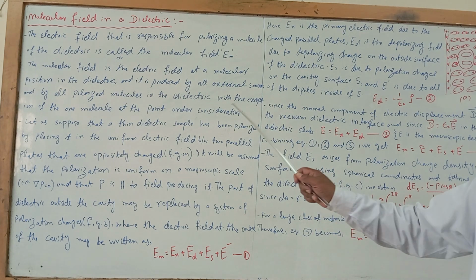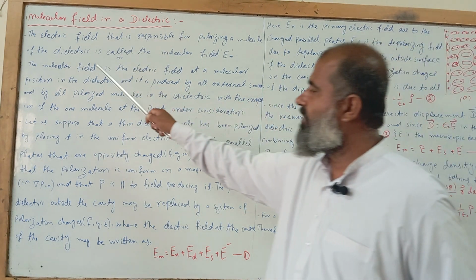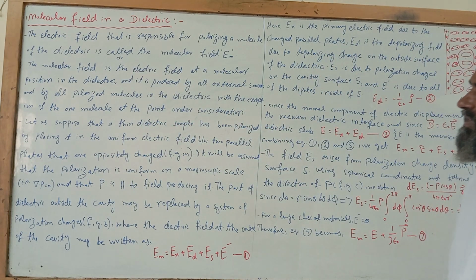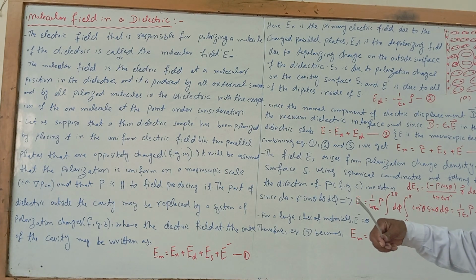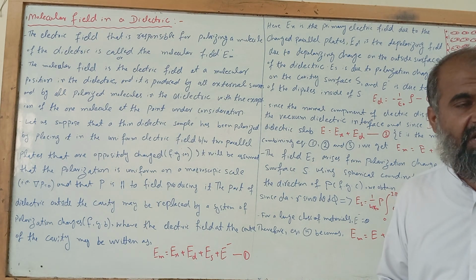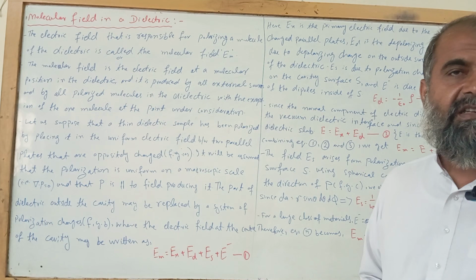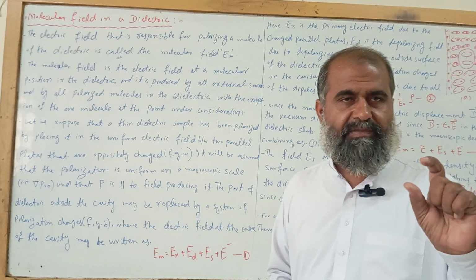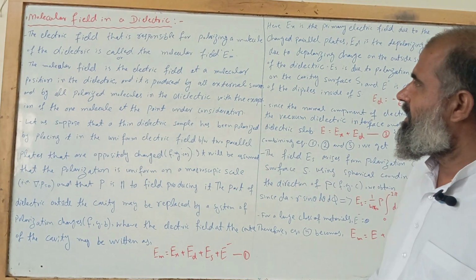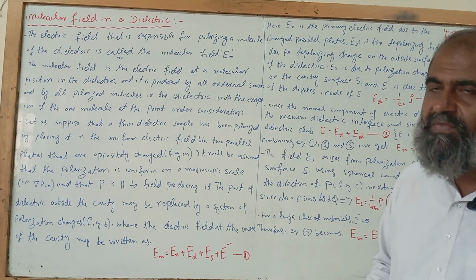What is that? The field that is responsible for polarizing a molecule of the dielectric is called the molecular electric field. Means the field that you apply on the molecule of the dielectric medium and it gets polarized, only a molecule of the medium, then that electric field will be called the molecular field, EM.